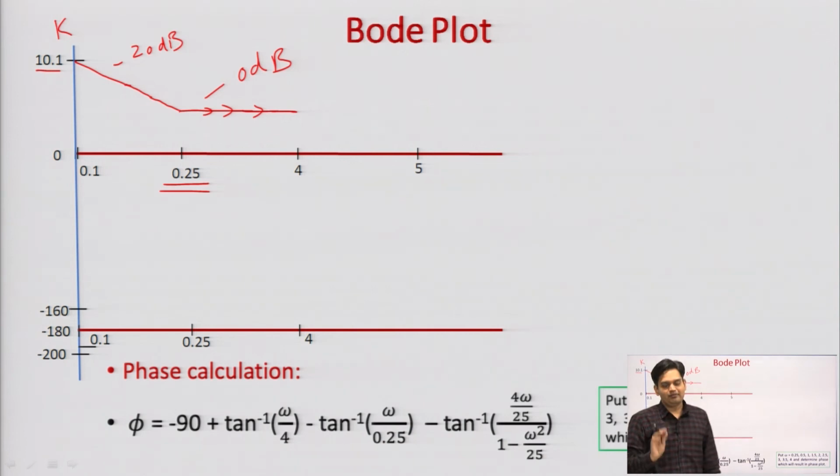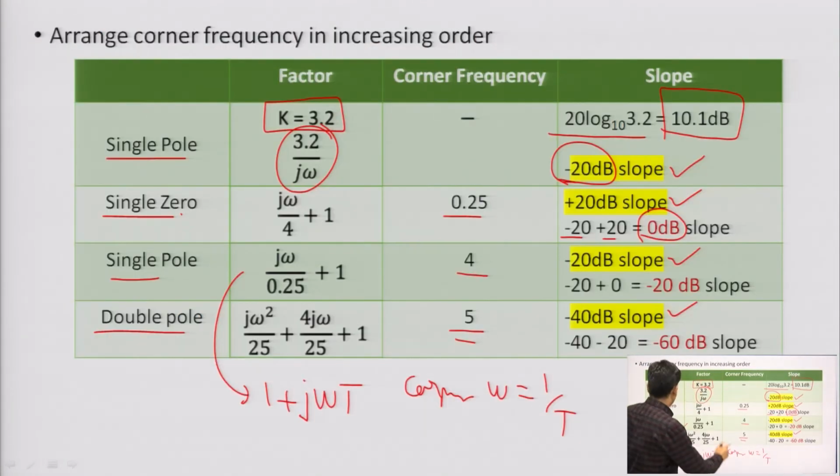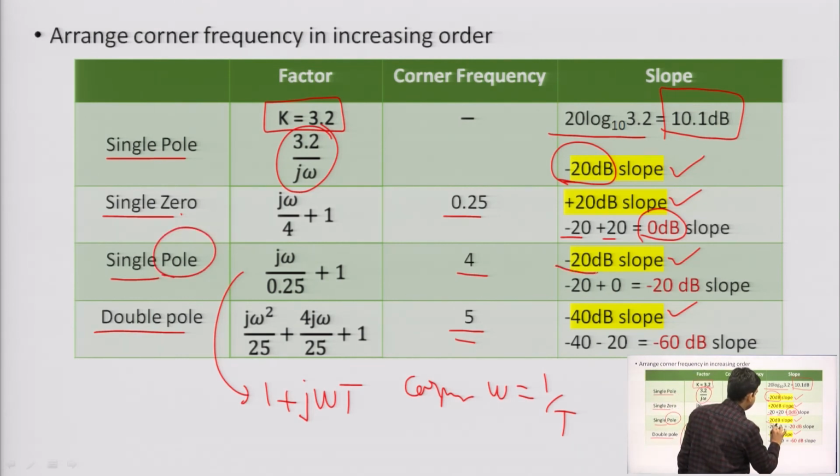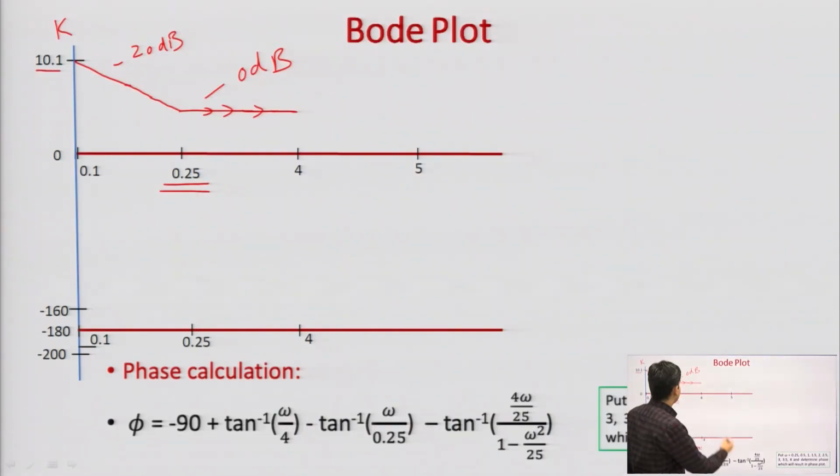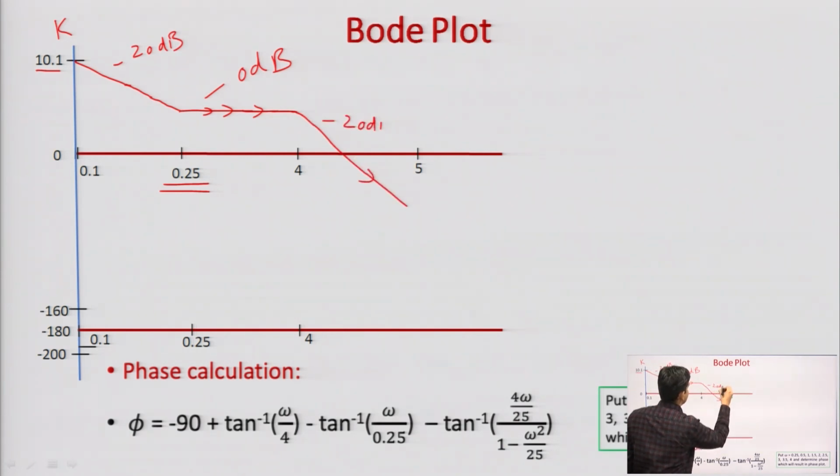Okay. Whenever I arrive at 4, what am I observing? At 4, because of a single pole, my slope would be minus 20 dB. Previously it was 0, 0 will add with minus 20 and my final slope would be minus 20 dB. It means after this point at 4, I have to move with a slope of minus 20 dB. I will keep moving till I reach my next corner frequency, that is 5.